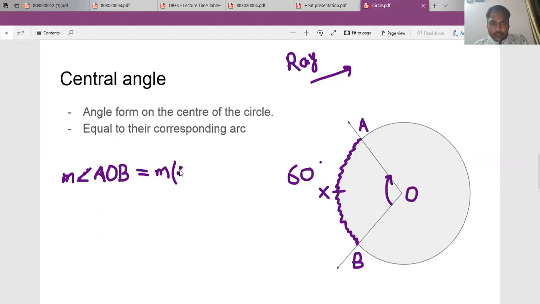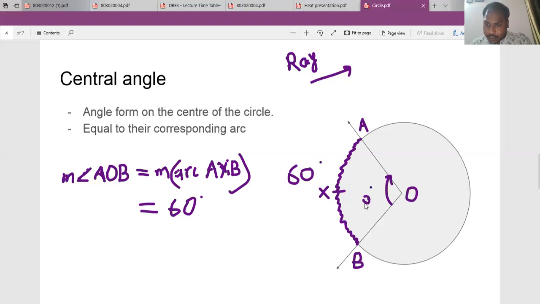I hope this one is visible. Very simple, just try to understand this. I am writing the arc as a small letter a, r, c, arc AXB. So what we have is the value of AXB is 60 degrees. So if this one is 60, this also becomes a 60 degree angle. At the center of the circle, this will form a 60 degree angle.